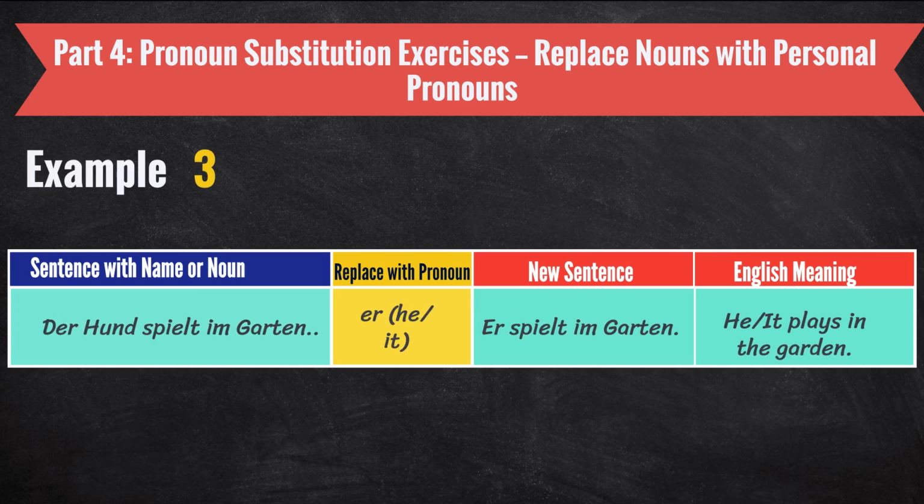Example 3. Der Hund spielt im Garten. This means the dog is playing in the garden. For animals or objects, we usually use er for masculine nouns, sie for feminine, or es for neuter. Here, Hund is masculine, so we replace it with er. The sentence becomes Er spielt im Garten. This means he is playing in the garden.